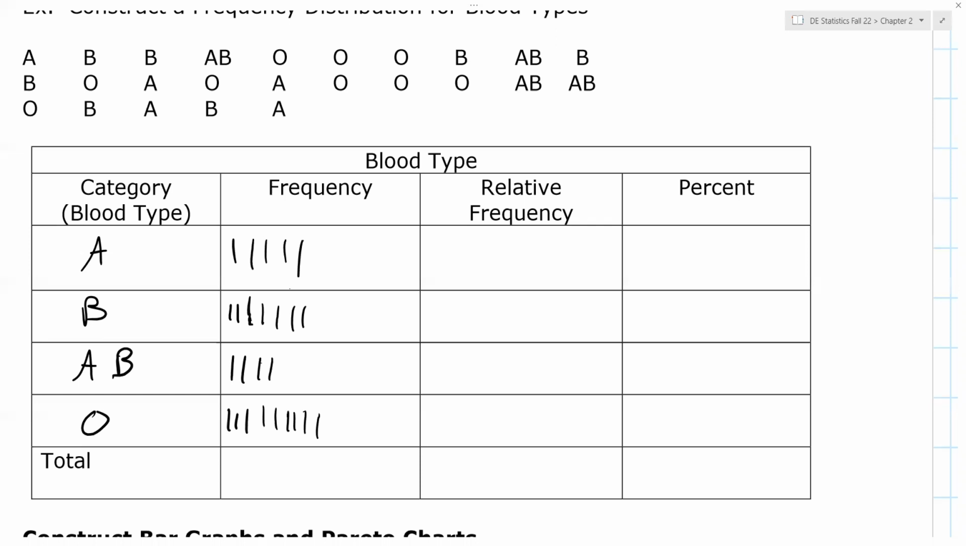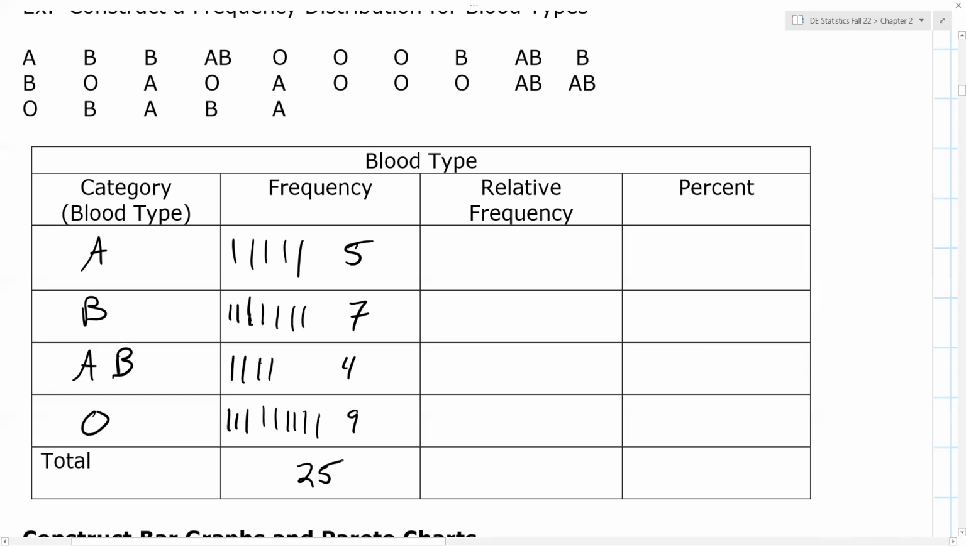Then after you've made all of those tally marks, you go back through and you actually write the frequency. So this would be 5, 7, 4, and 9. So 5, 7, 4, and 9. Then after you've gone through and done that, we add up all of those numbers. So 5 plus 7 plus 4 plus 9 is equal to 25.